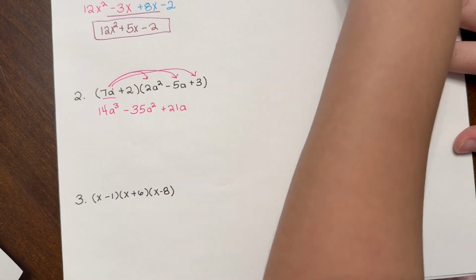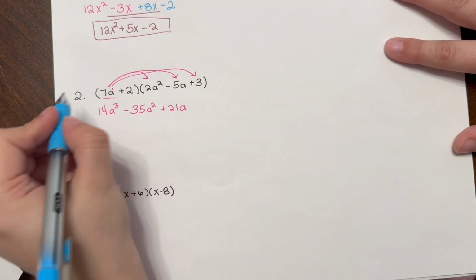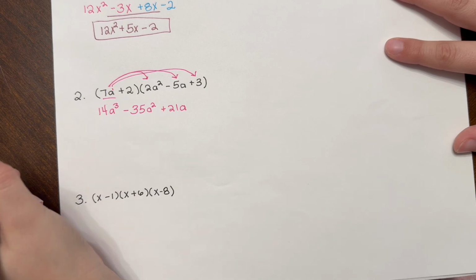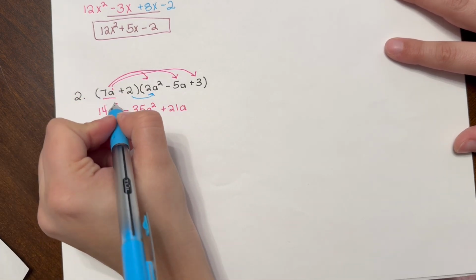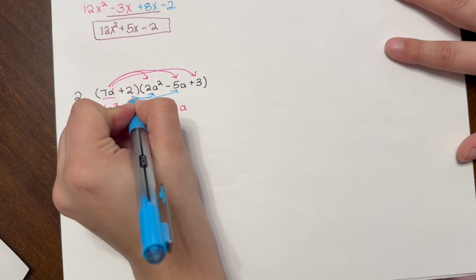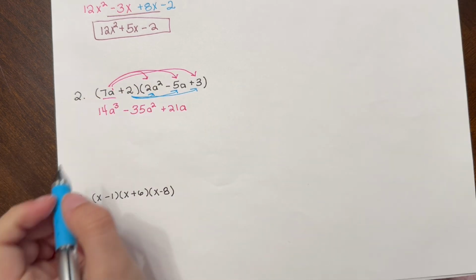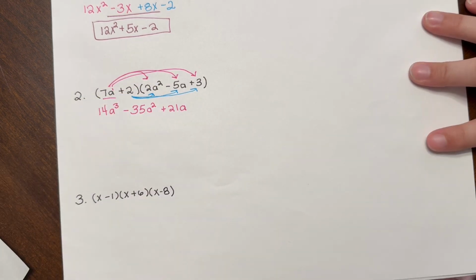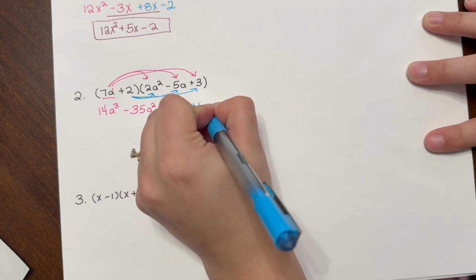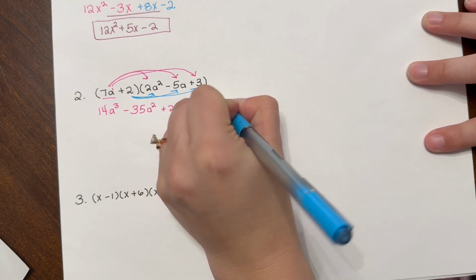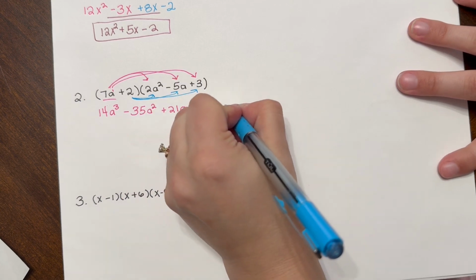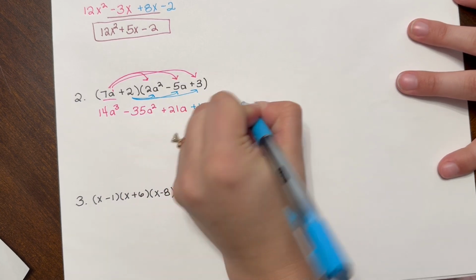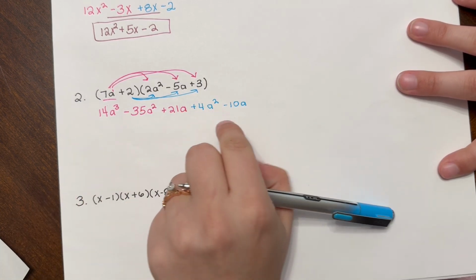Okay, now remember, you're going to get tired of me saying this. Everything in the first set gets distributed to everything in the second set. So now we're going to take 2 and distribute it to everything in the second set of parentheses. All right, so 2 times 2a squared, we're going to get 4a squared. 2 times this minus 5a, so minus 10a. 2 times 3 is 6.